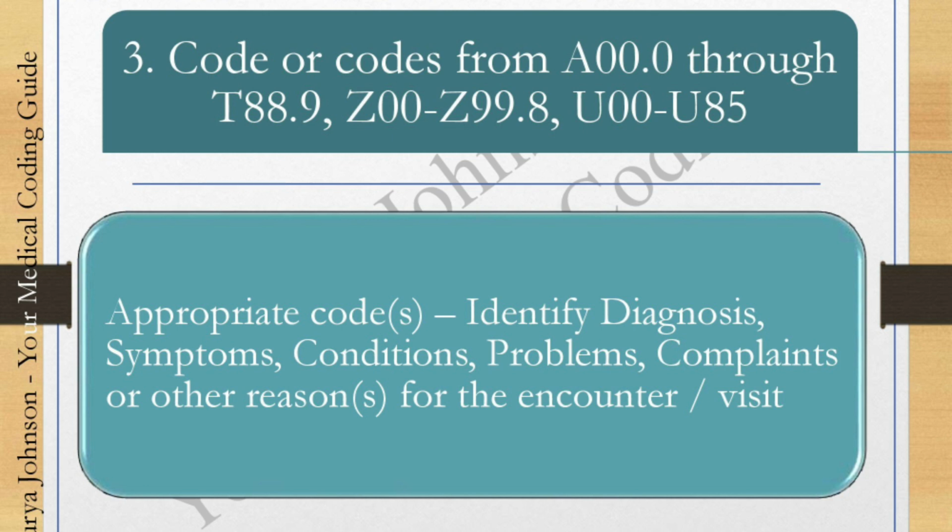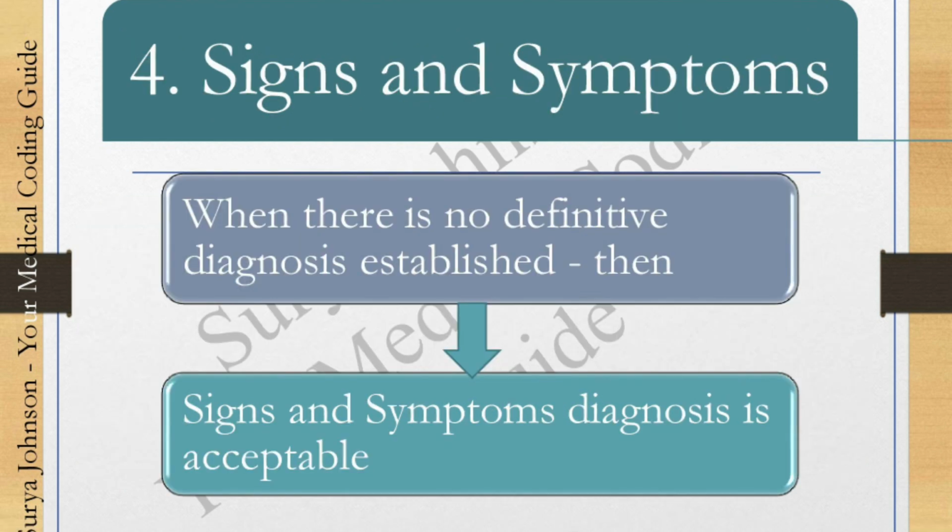You should use all these codes appropriately, identifying the diagnosis, the symptoms or conditions, the patient's problems or complaint, or the reason for the encounter or visit. Based on all those criteria, you should choose the appropriate code from this entire list of codes. The fourth one is about signs and symptoms. So when can you code a sign or a symptom? When there is no definitive diagnosis established, then you can code the sign and symptom.